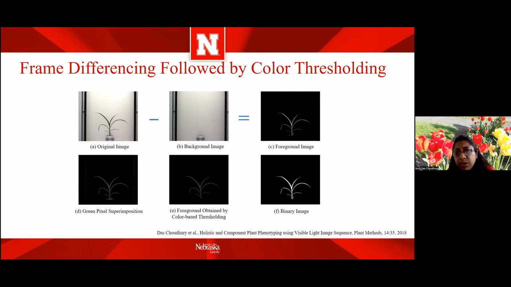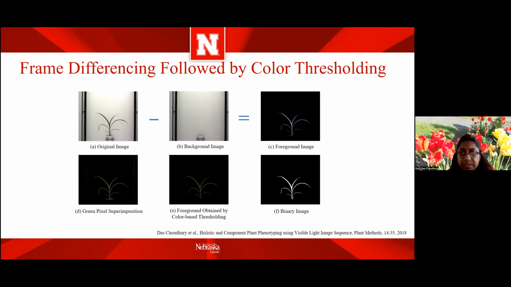Now, if we closely look at the foreground image, we will find there are some artifacts: some soil components or particles are present. Some part of the background cabinet is also present. We do not want them because those artifacts are not of interest. We only need the plant here. So what we have done here, we have superimposed the green pixels on top of it, and then we generated the figure in D.